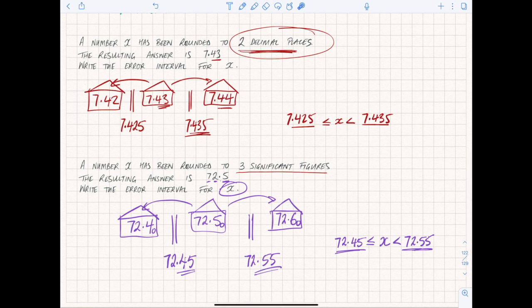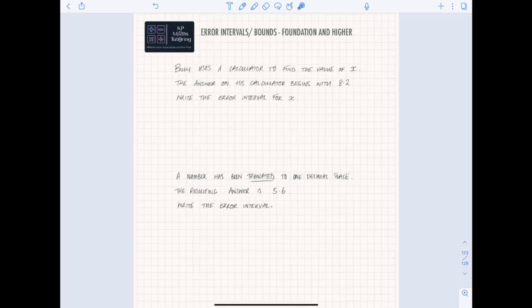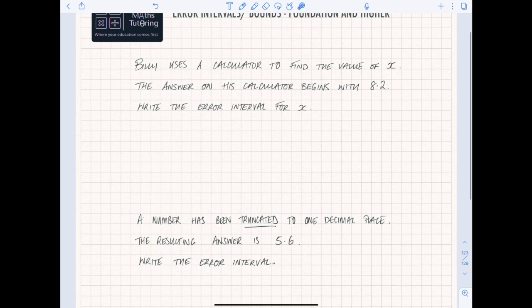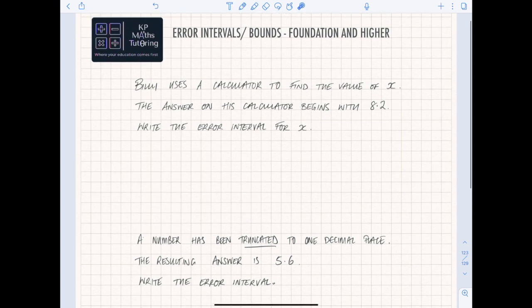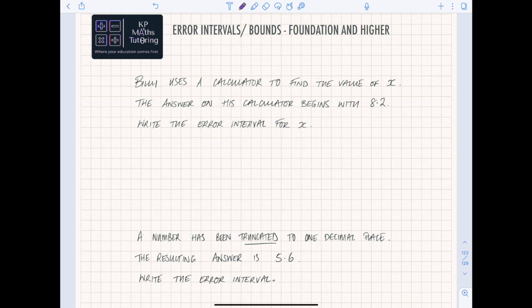We're going to look now at slightly different wording and how you'd answer these ones where there's a slightly different wording to it. Okay, so here there's 2 key differences. The first thing we're looking at is the fact that it says Billy uses a calculator to find the value of a number, so value of x. The answer on his calculator begins with 8.2.